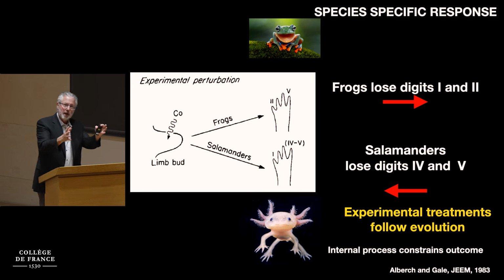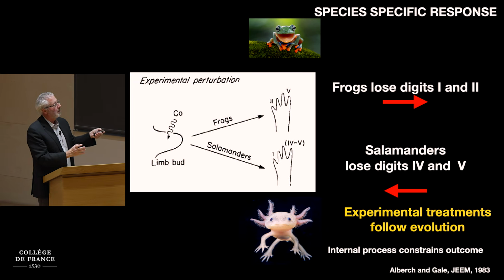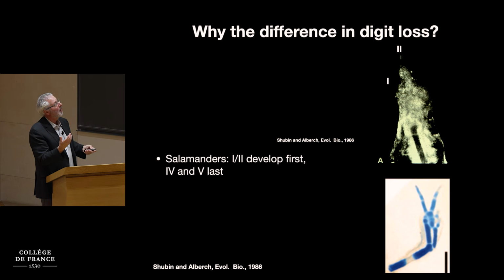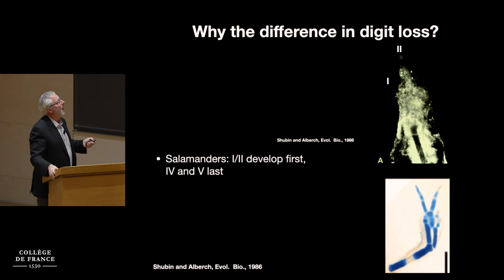Okay, so we have different trends in evolution. We have a different response to manipulating the cell parameters, different in frogs and salamanders, that corresponds to that. Why the difference in digit loss? Well, we can look at different things here.